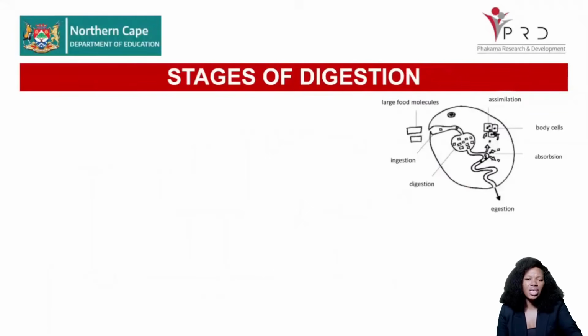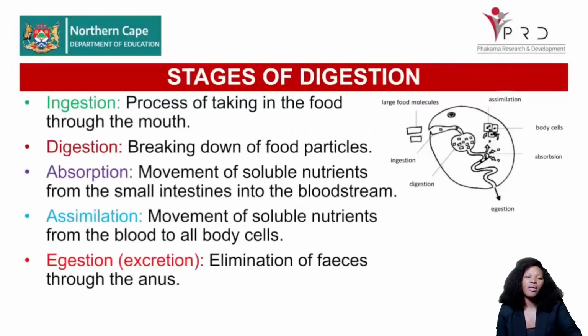Now, there are various stages of breaking down food in the digestive system, or various stages of digestion. Firstly, food or nutrients cannot be digested if they are not ingested. Our first stage of digestion is ingestion. Ingestion is the process of taking in food through the mouth. Before food is broken down, it has to be taken in through the mouth, through a process again called ingestion.